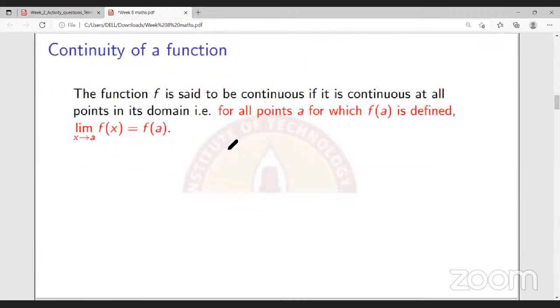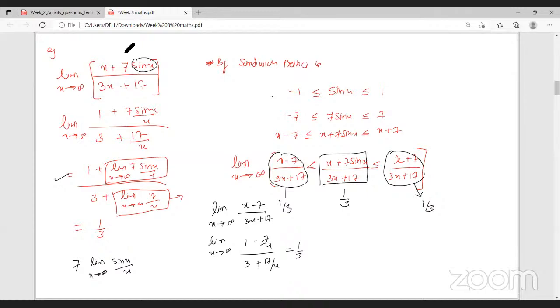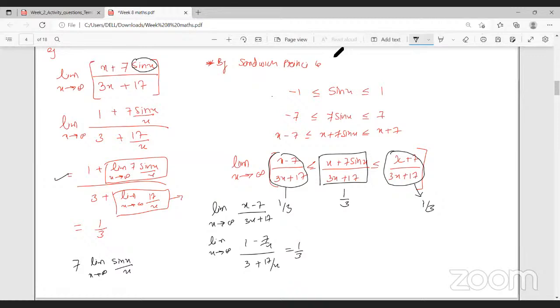Sir, I have a doubt. In all the examples you showed for the sandwich principle, the two limits which sandwich it are the same, like 1/3 and 1/3. Are there instances where the values are different? If the limits are different, say 2/3, then in that case we cannot apply the sandwich principle.